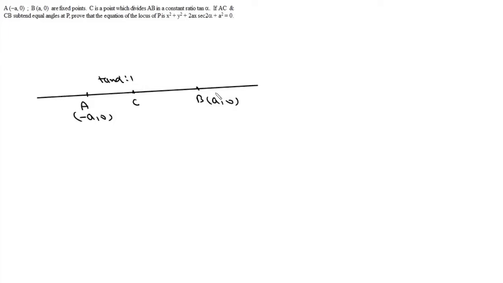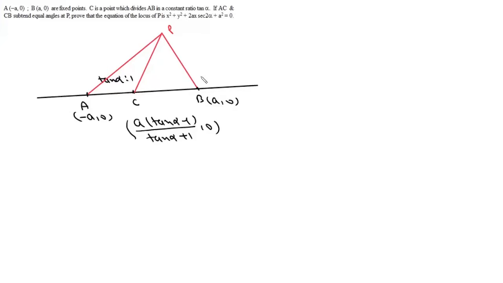Now the coordinate of this point C will be (mx2 + nx1)/(m + n). So there will be (10 alpha minus 1)/(10 alpha plus 1), comma 0. And then we have this point P such that AC and CB subtend equal angles at P, and we have to find the locus of P.